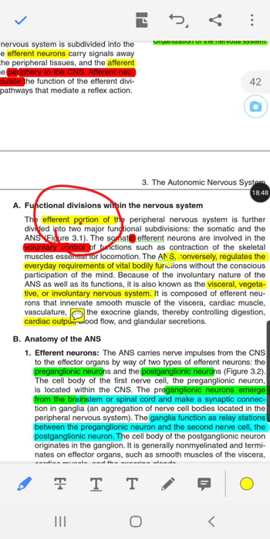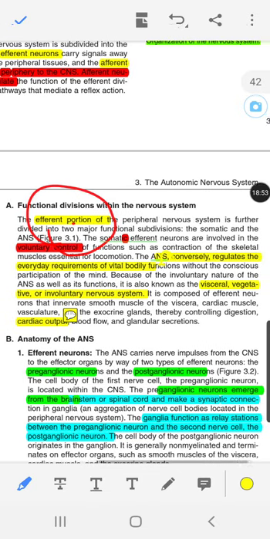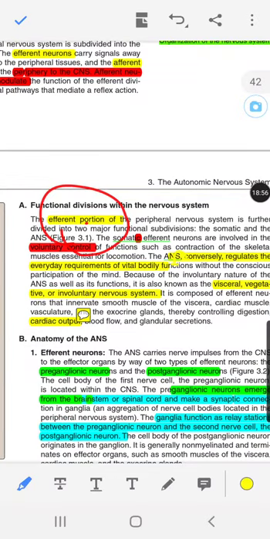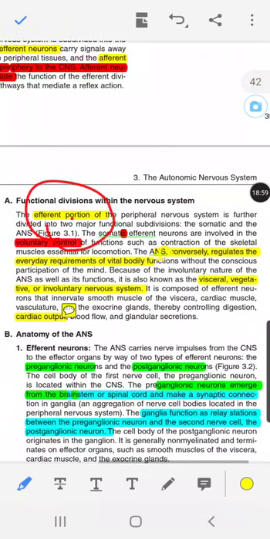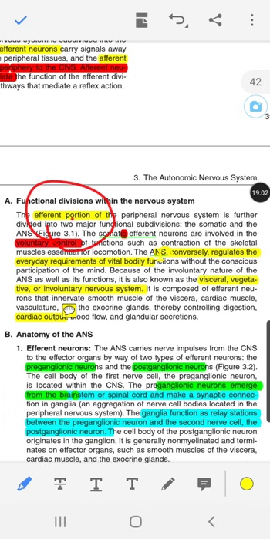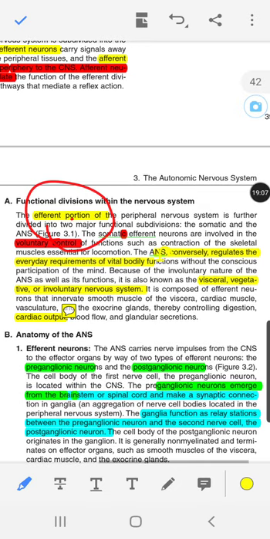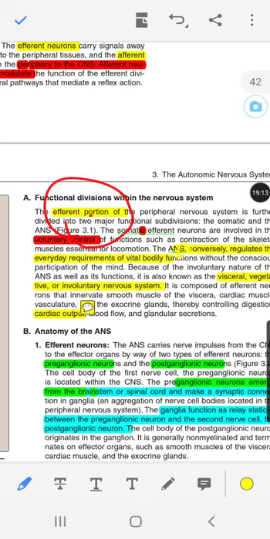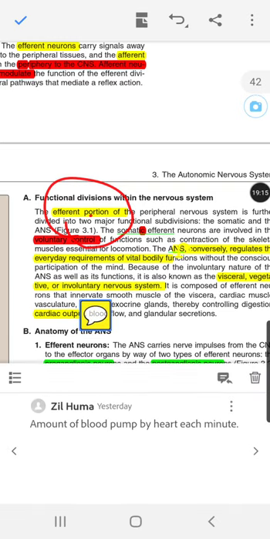If we say visceral nervous system, which one is a visceral nervous system? It is the autonomic nervous system. It is composed of the efferent neurons that innervate smooth muscles of the viscera, cardiac muscle, vasculature, and the exocrine glands, and thereby controlling digestion, cardiac output, blood flow, glandular secretions. Here you can see I have put a mark. Can you explain what is the cardiac output? So cardiac output is the amount of blood pumped by the heart each minute. So here you can find the definition of cardiac output.